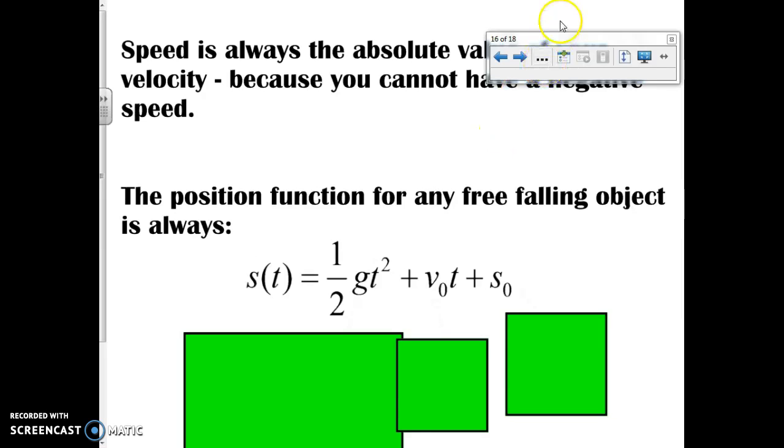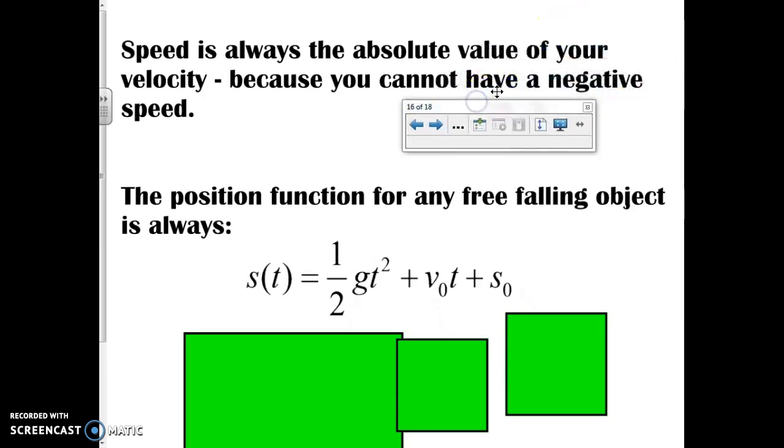So here is what we know. Speed is always the absolute value of our velocity. We cannot have a negative speed no matter what we're going to do. So the position function for any free-falling object is always going to be of this type of formula. And if you're in physics, you actually have probably already used it.